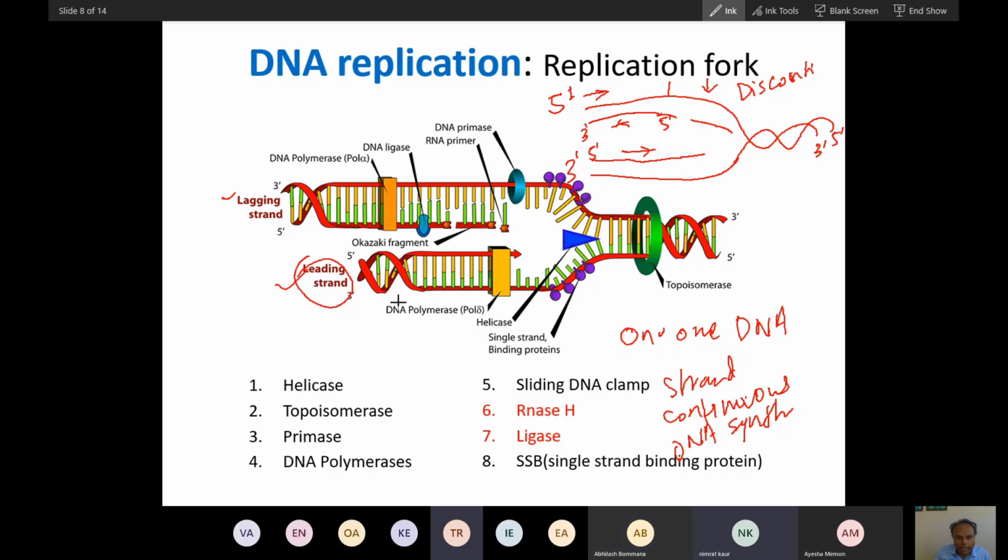Yes, sir. One is the leading strand, where DNA synthesis is continuous. The other is the lagging strand, where DNA synthesis occurs in the direction opposite to the opening of the fork. This is called the lagging strand. So it lags from this fork like that, and incremental synthesis will happen.